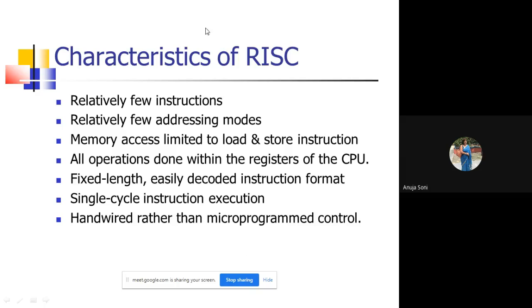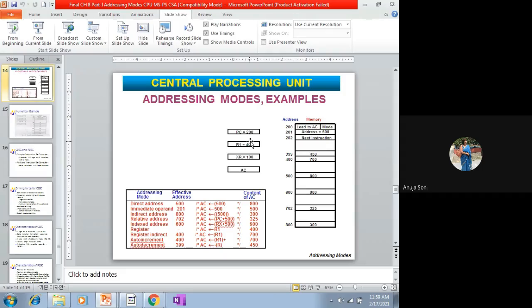But the architecture that we are studying as the basic computer talks about your CISC architecture. The basic computer is based on the list of instructions and addressing modes that we are studying, which support the CISC architecture. In RISC, all operations are done within the registers of the CPU, and there are fixed length, easily decoded instructions, an elementary kind of architecture. So this much you have to do for your RISC and CISC architecture.